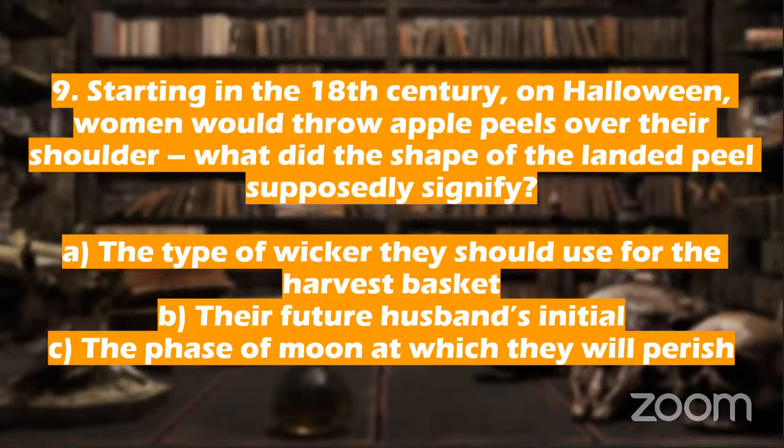Question number 9. Did the shape of the peel signify the type of wicker they'd use for the harvest basket? B, their future husband's initials? Or C, the phase of the moon at which they will perish?